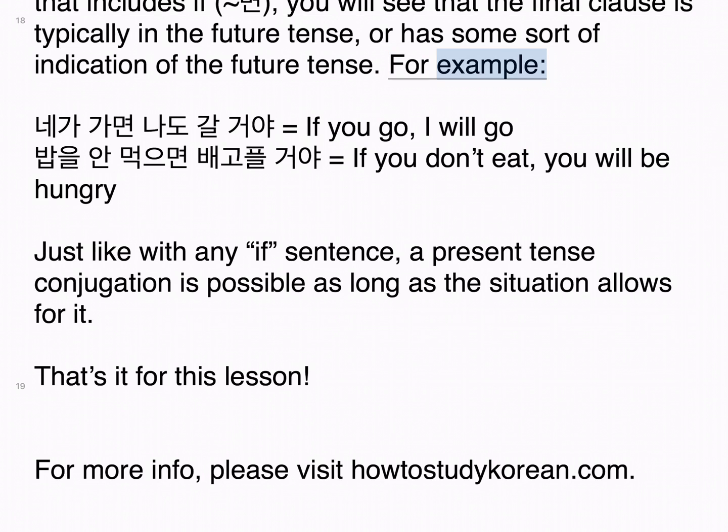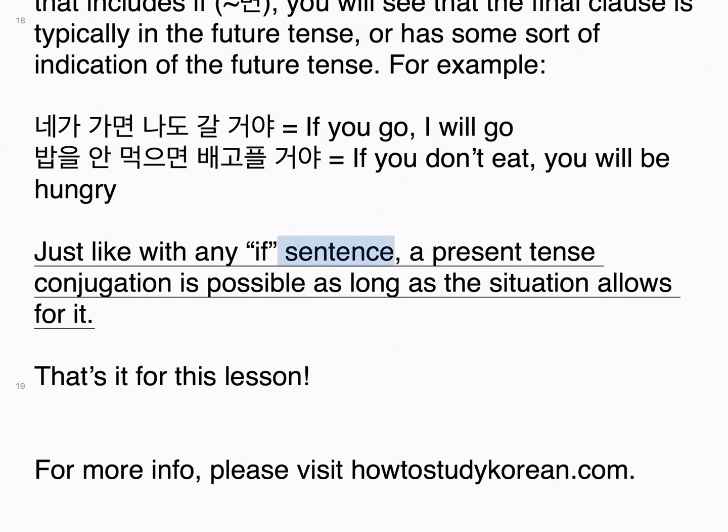For example, 내가 가면 나도 갈 거야. If you go, I will go. 밥을 안 먹으면 배고플 거야. If you don't eat, you will be hungry. Just like with any if sentence, a present tense conjugation is possible as long as the situation allows for it.